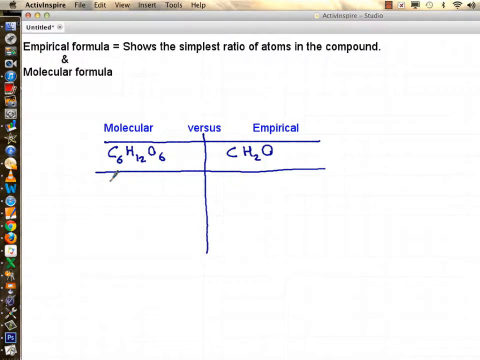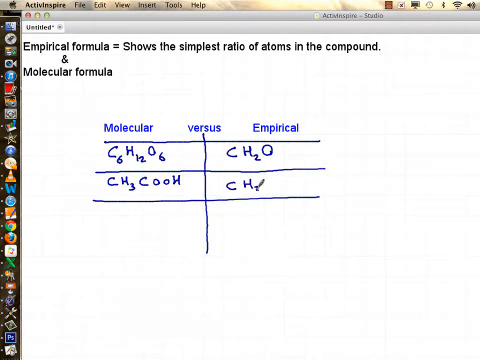Another related molecule is ethanoic acid, CH3COOH. In this example, again you have 2 carbons, 4 hydrogen, 2 oxygen. They are divisible by 2 and you get CH2O again. It's possible that you might have one empirical formula and a variation of molecules. You have ethanoic acid and glucose.